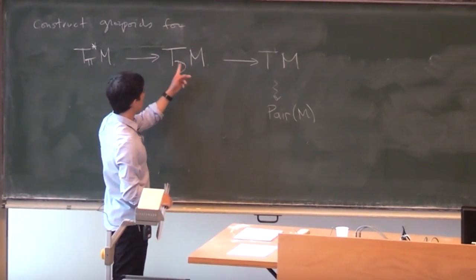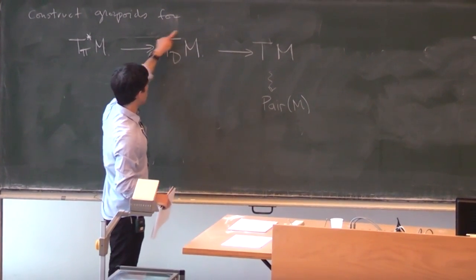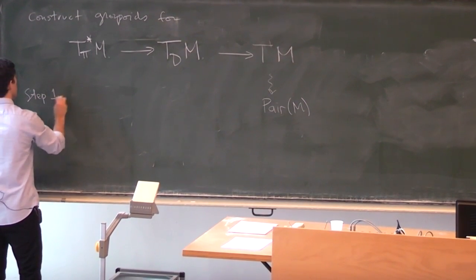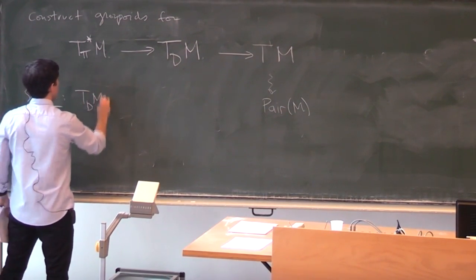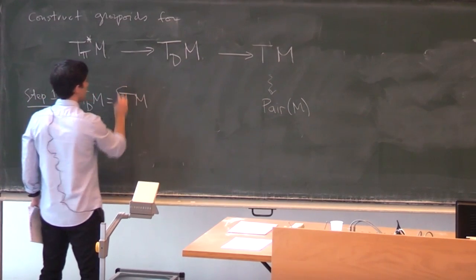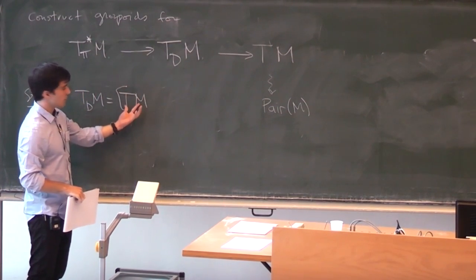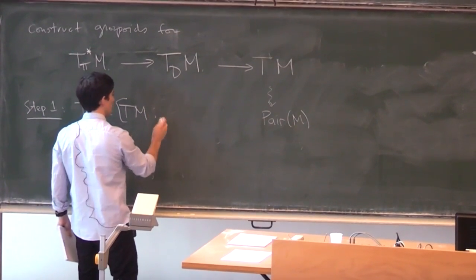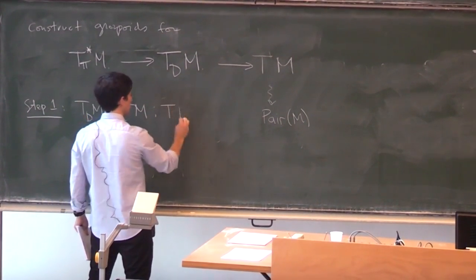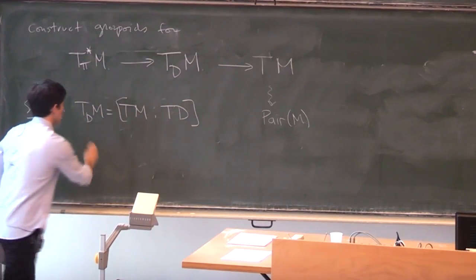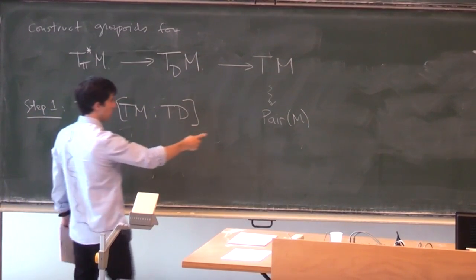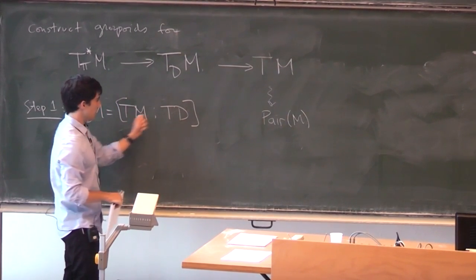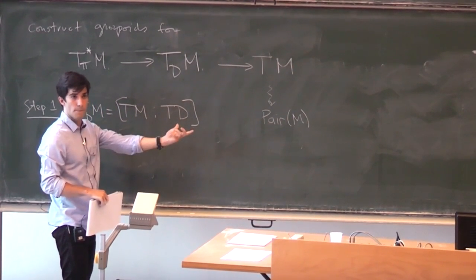Now, in order to understand how to integrate this one, all we need to do is to understand this Lie algebroid. Step 1. TDM is nothing but TM, so it's exactly the vector fields which, when you restrict them to D, are tangent to D. So that means that it's given by the elementary modification of TM along TD. So all I need to know in order to integrate this is to integrate this, and then take the blow up.